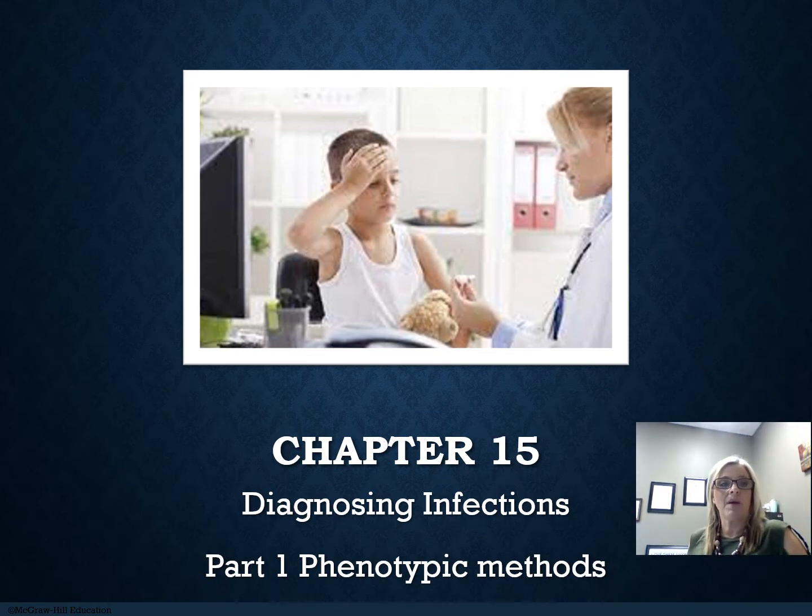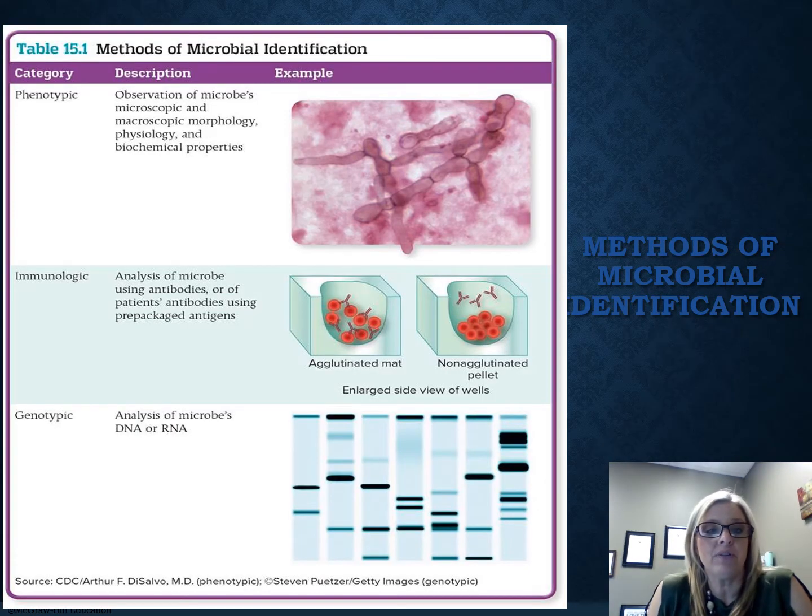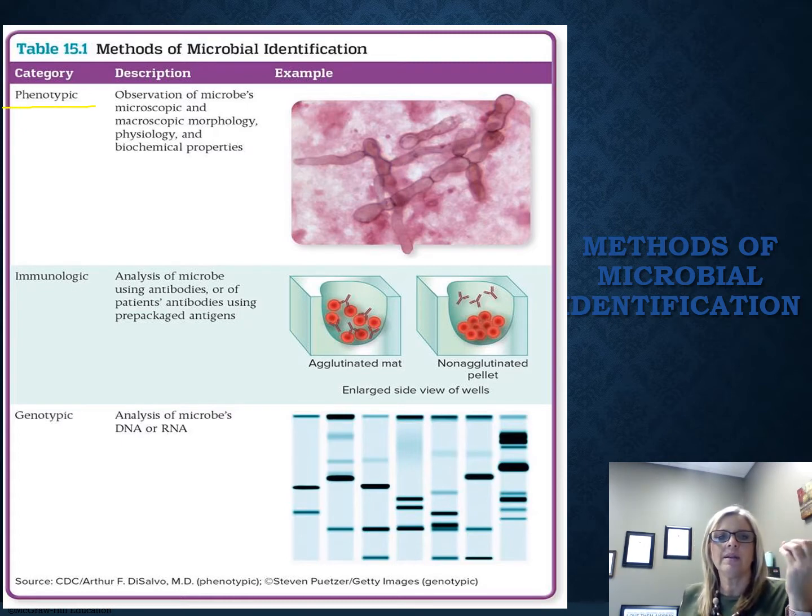There's going to be three different methods. All right, so here are those three different methods. We have phenotypic. Phenotype is physical characteristics. So we're going to be looking at the physical characteristics, the macroscopic and microscopic morphology, which means body structure, physiology, biochemistry. Then we also will look at immunologic.